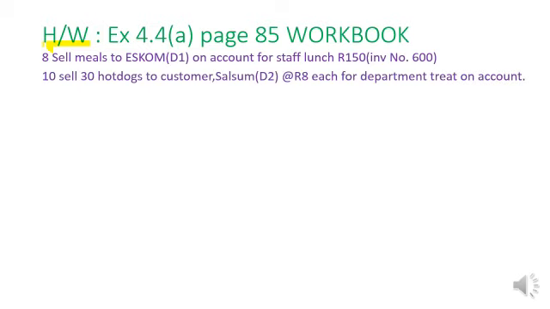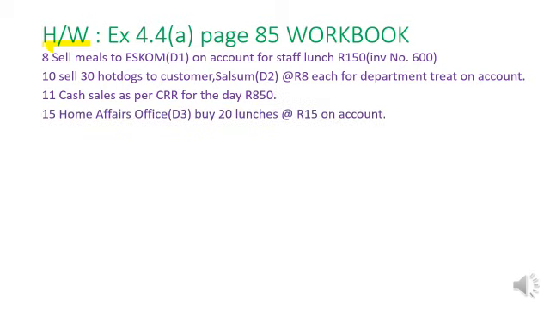Then day 10, we sell 30 hot dogs. So 30 hot dogs were sold to customer Salsam D2 at 8 rand each. Now remember, when you say 8 rand each and they are 30, it means you must multiply these two numbers, the 8 rand and the 30 hot dogs that were sold, and then you get to your final amount. Then on day 11, cash sales, you must also decide, does it go to the CRJ or the DJ? Sure, you know what to do there.